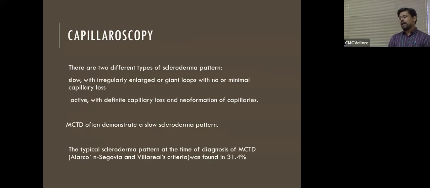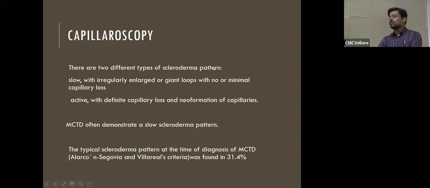So capillaroscopy can pick up these different patterns of involvement and give you an idea of what is happening in the lung, because whatever is happening in the finger capillaries, similar things will be happening inside your lungs, and that's why it corresponds to the development of pulmonary hypertension.